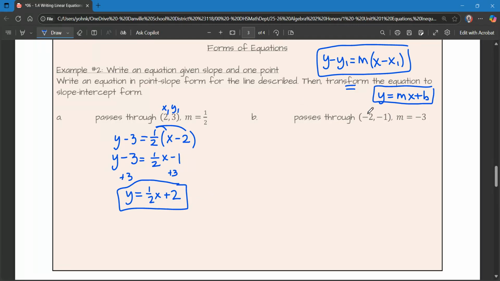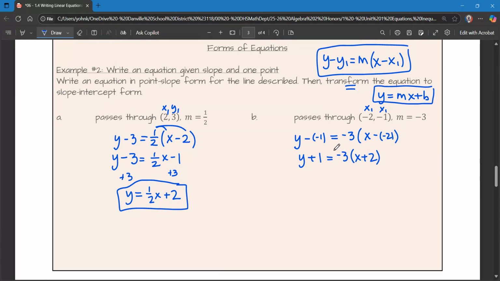All right, letter B passes through the point (-2, -1), and the slope is -3. Well, let's think of this as (x1, y1), and so we're going to do y minus a -1 equals m, which is -3, and x minus a -2. That can get really ugly, so you might want to just in the very first step do y plus 1 equals -3 times x plus 2. Your choice how your brain thinks about it.